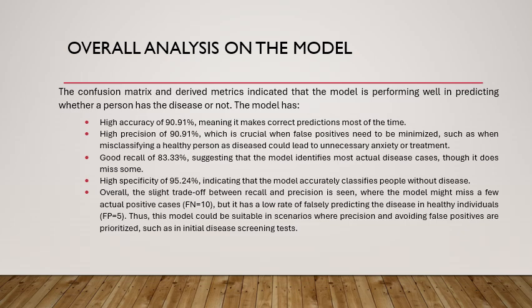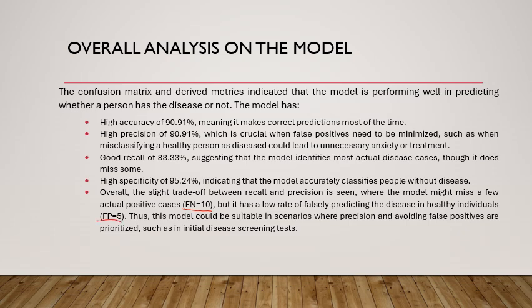On the other hand, good recall of 83.33% suggests that the model identifies most actual disease cases, though it does miss some. High specificity of 95.24%, indicating that the model accurately classifies people without disease. So overall, the slight trade-off between recall and precision is seen where the model might miss a few actual positive cases, which is our false negative, but it has a low rate of falsely predicting the disease in healthy individuals. That is our false positive.